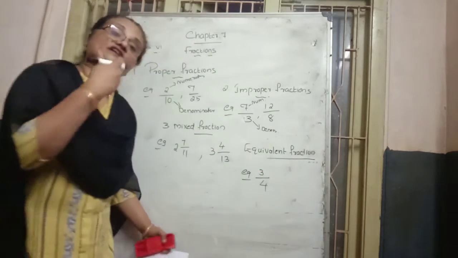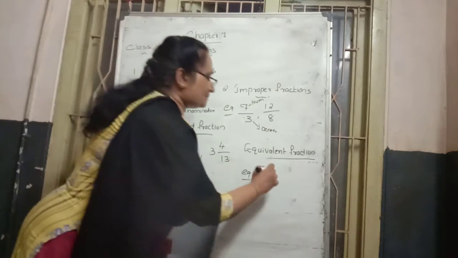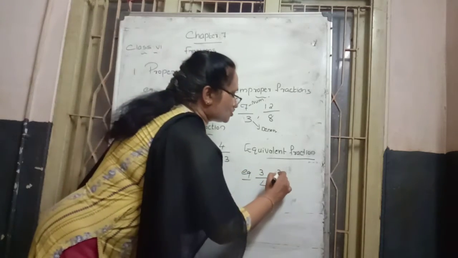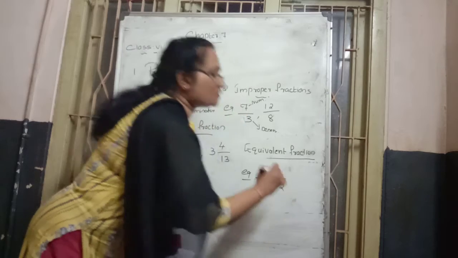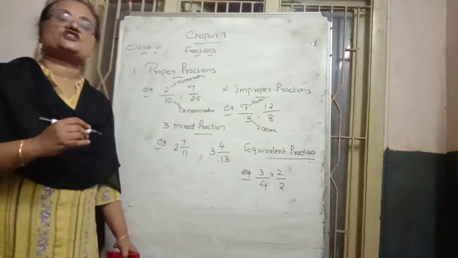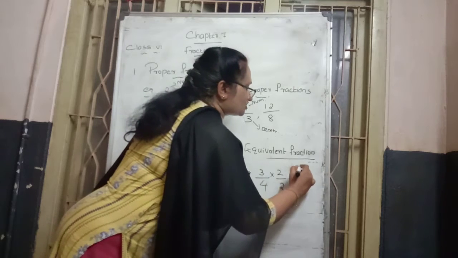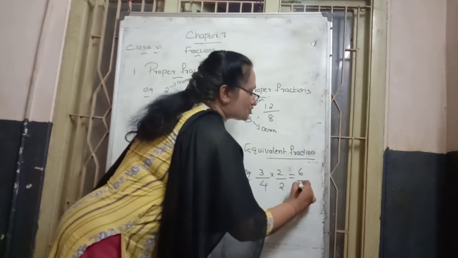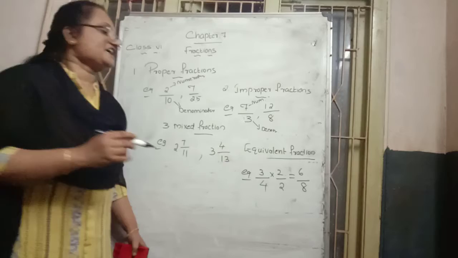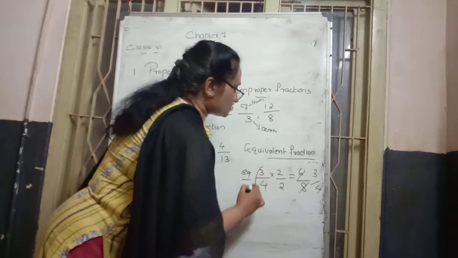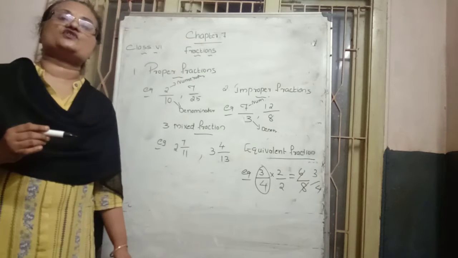We can multiply or divide, anything you can do. Suppose I multiply the numerator by 2. The same 2 is used to multiply the denominator 4 also. 3 2s are 6. 4 2s are how much? 8. Then the common factor cancels, and what is the answer? The same as our original fraction, 3 by 4.